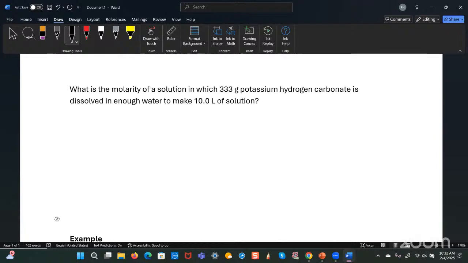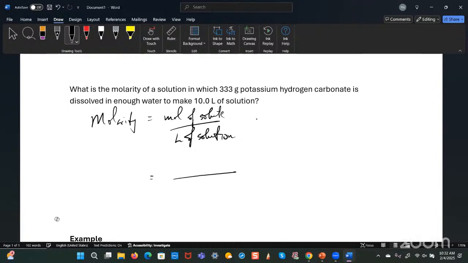So remember, the definition of molarity is moles of solute divided by liters of solution. All right? So, based on that definition, how would you tackle this problem? The question is asking for the molarity. Right? It gives you the mass of the solute, which is potassium hydrogen carbonate, and it gives you the volume of the solution.